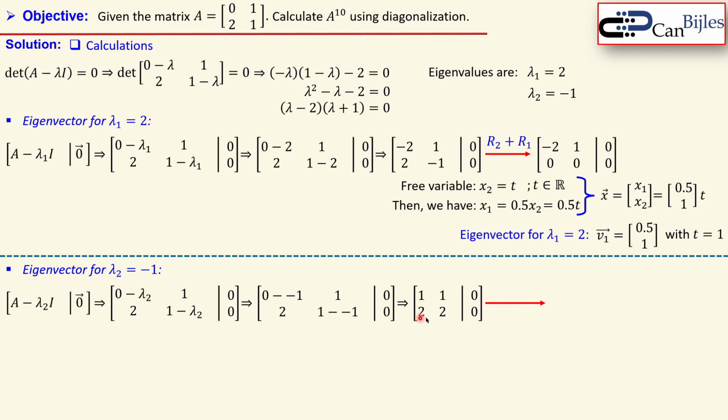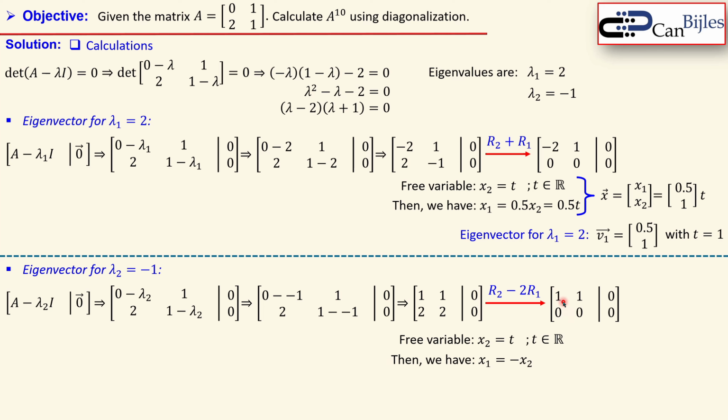In this case, we need to do row 2 minus 2 times row 1. So we get here 2 minus 2 times 1, 2 minus 2 times 1, and 0 minus 2 times 0, which is all 0. Again, we have no pivot in the second column. That means again this x2 is a free variable, again an element of the real values, and we have x1 is equal to minus x2. Why?